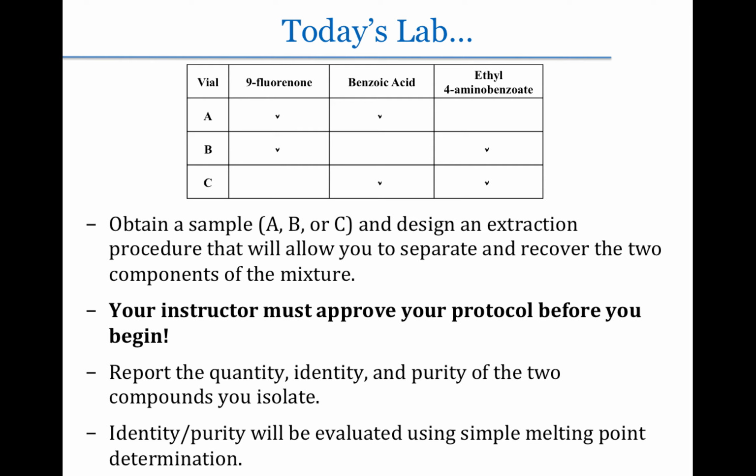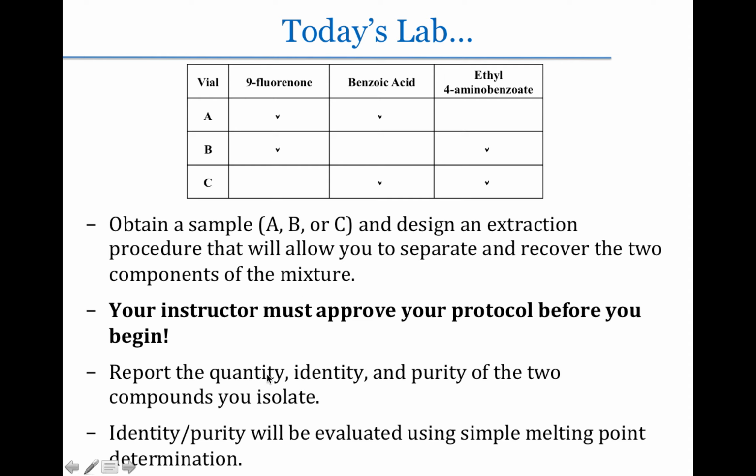In today's lab, we're going to obtain 3 different samples. They are labeled vial A, B, and C. For example, vial A has 9-fluorenone and benzoic acid. You're going to try to separate those 2 compounds. You will design your extraction procedure that will allow you to separate and recover the two components of the mixture. I have to approve your protocol before you begin.